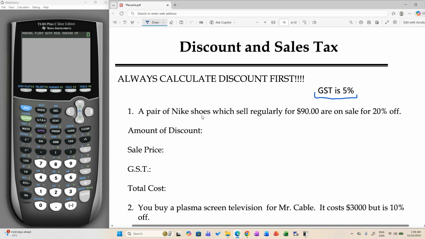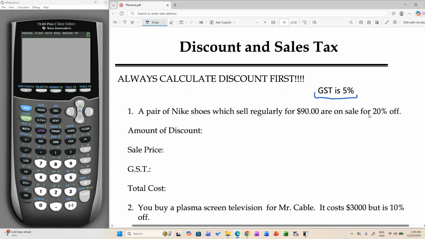A pair of Nike shoes, which regularly sells for $90, are on sale for 20% off. So how do we find that? Well, first we have to find the amount of discount. So we have to find out how much is 20% off. Then for our sales price, we simply take our regular price and subtract the amount of the discount. Then we simply find 5% GST using our sales price. So it'll be 5% of our sales price. Then once we find the GST, we simply add the sales price after it's already been discounted to the GST to get the total cost. So let me show you what I mean.